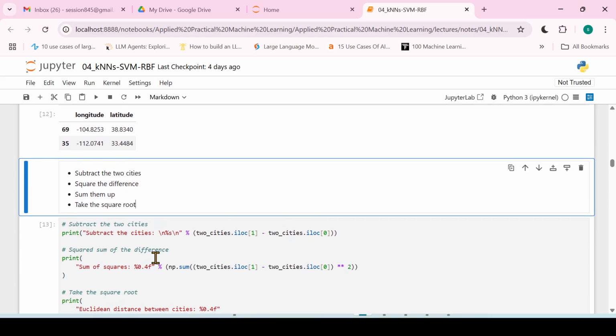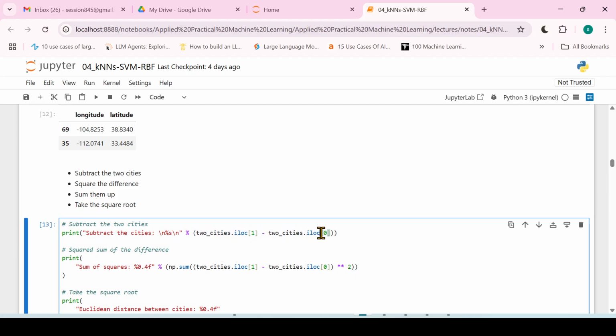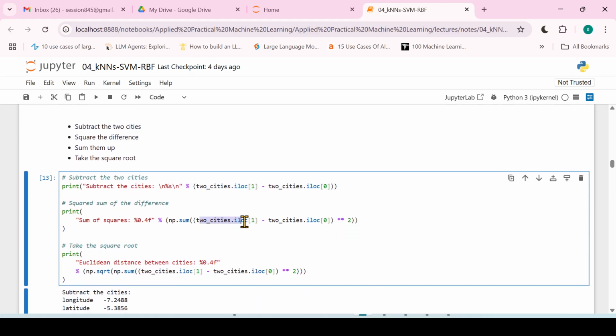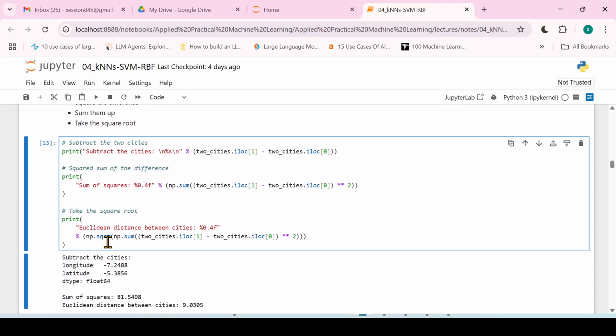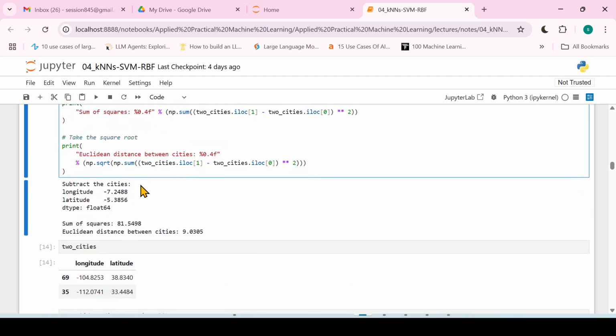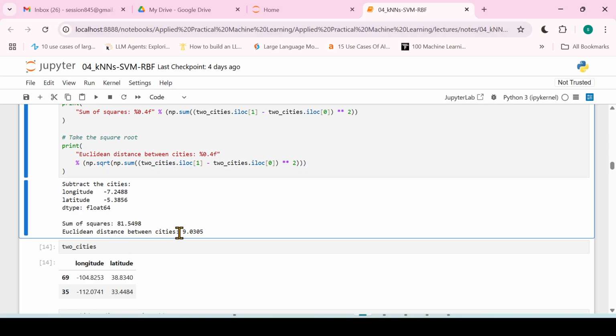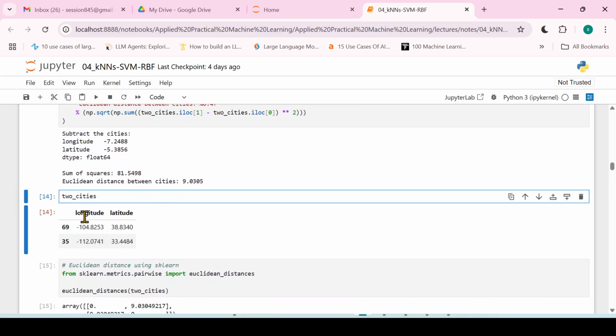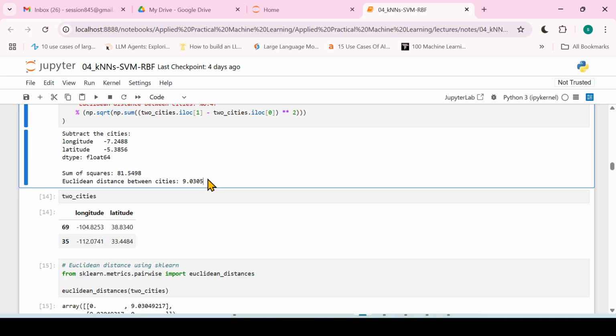So here let's check the differences between the two cities. Now we are taking the square of the differences, then the sum, and here we are taking the square root of the sum, right? The difference between these two vectors is this, the sum of squares is this, and when you take the square root it becomes this. Now we have the value 9.03, right? For these two city examples, the Euclidean distance between them is 9.03, right?